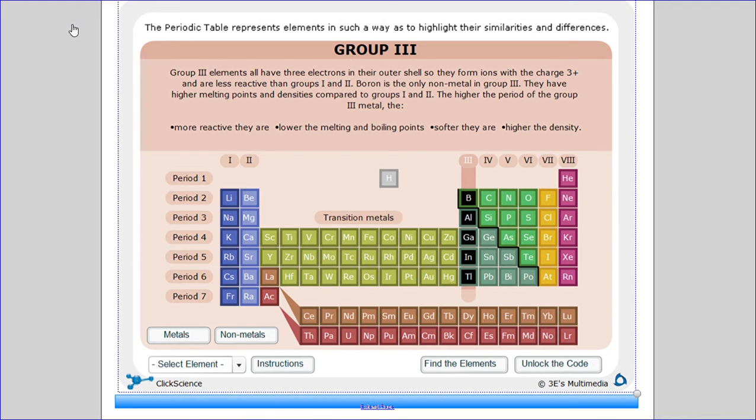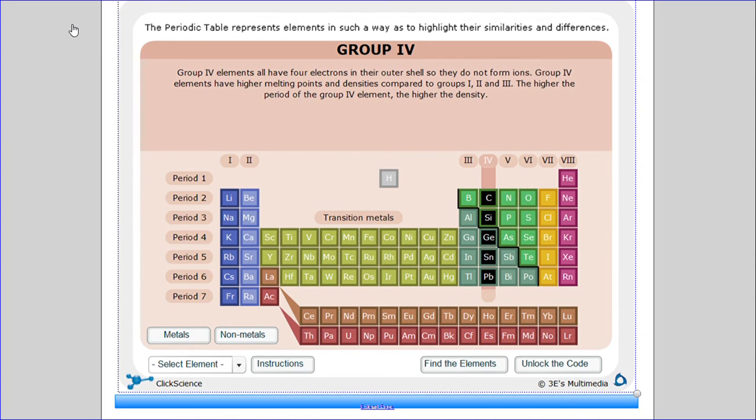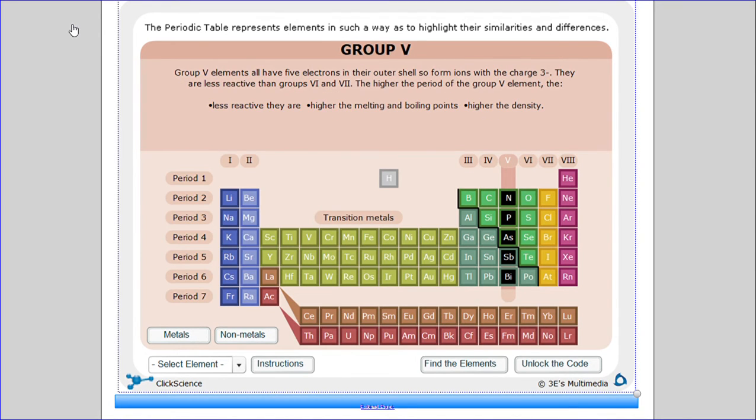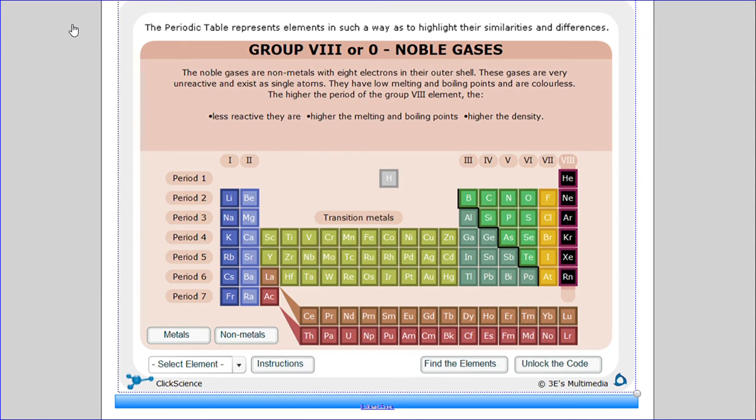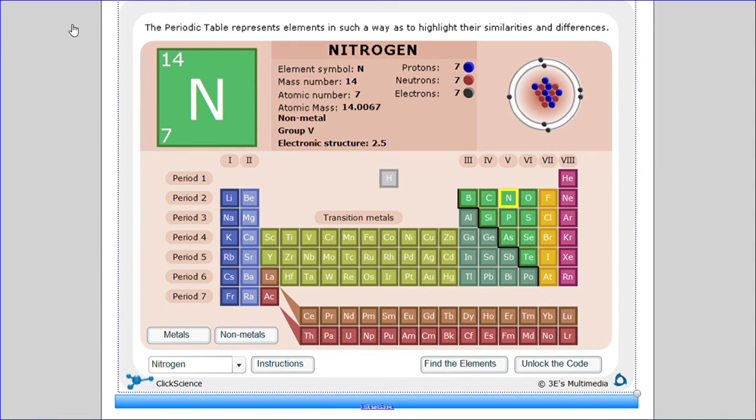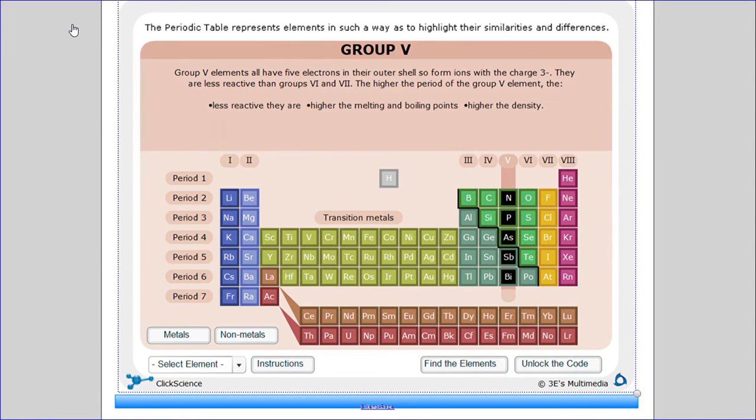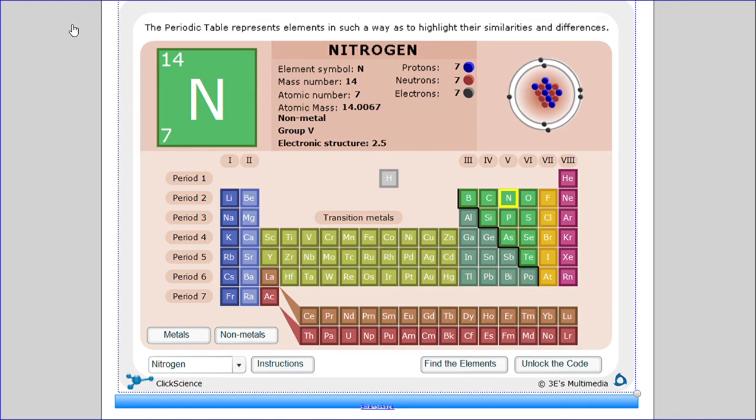So 1, 2, 3 electrons in our group 3, 4 electrons in group 4, 5 electrons in group 5, 6, 7, and 8. And so if I were to look at any of them, nitrogen, it's in group 5, so nitrogen has 1, 2, 3, 4, and 5 in its outside shell.